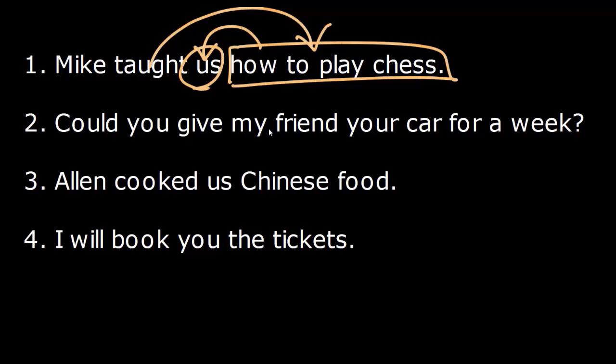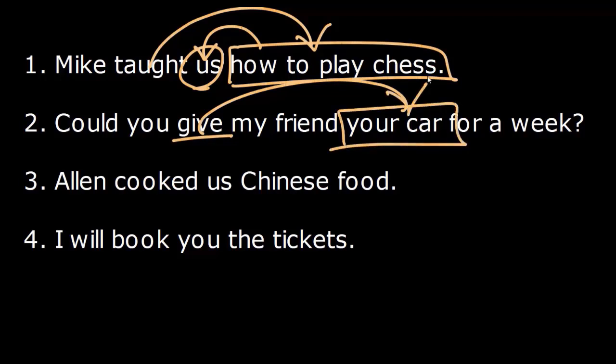Second, could you give my friend your car for a week? Could you give what? Your car. This is your direct object. The moment you ask the question what to the verb, you're going to get your direct object. If it's a person, the question will be whom. Could you give what? Your car. To whom? My friend. My friend is going to receive it. Who's going to receive your car? That's my friend. Indirect object.